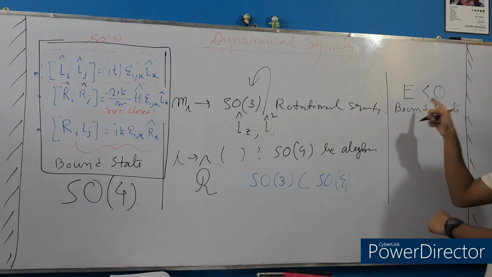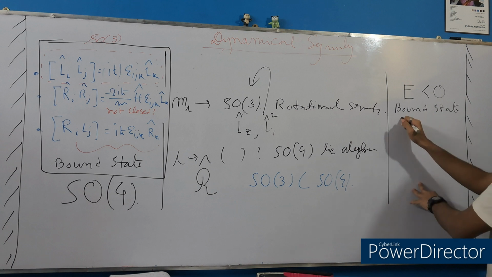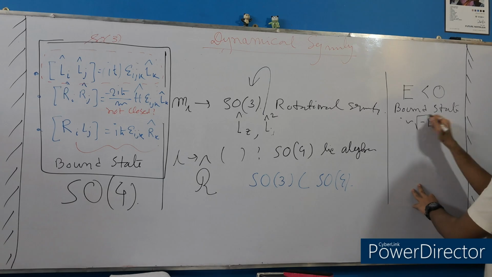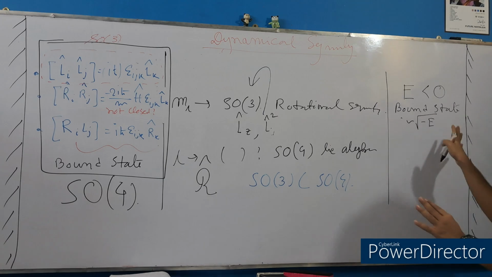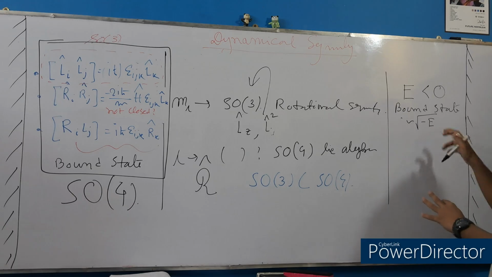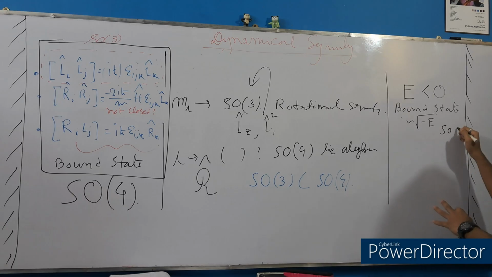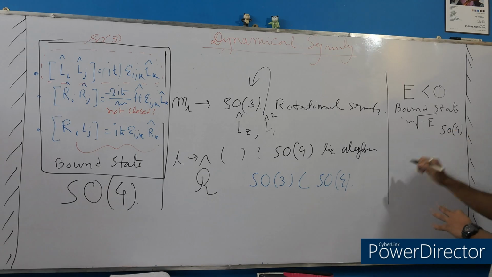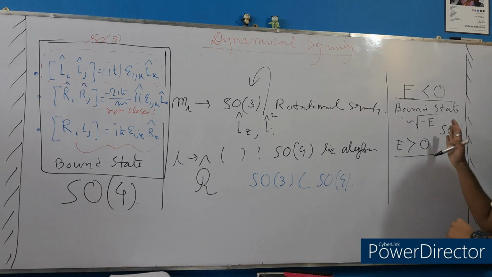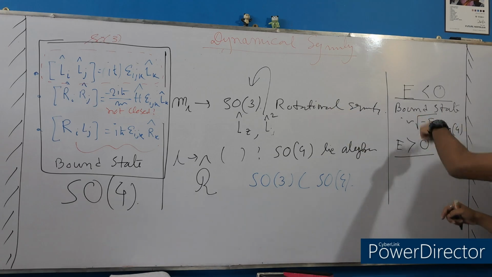And the operator associated with this energy will contain this negative energy inside a root. I'm not going into details, I'm just telling you the dependence. So this is what is representing SO4. Now if we take E greater than 0, these are not important for the exam, these are just for knowledge. This SO4 and this part.